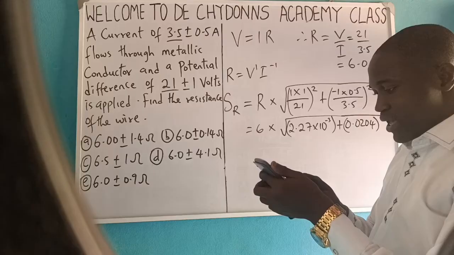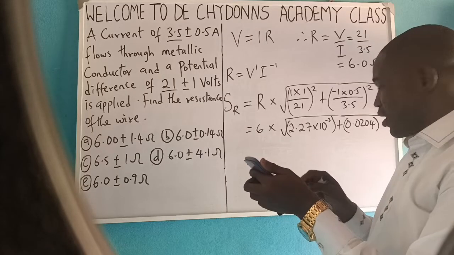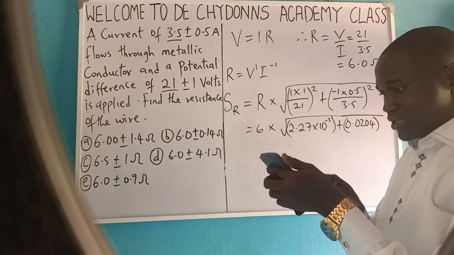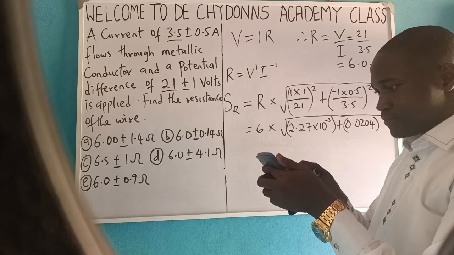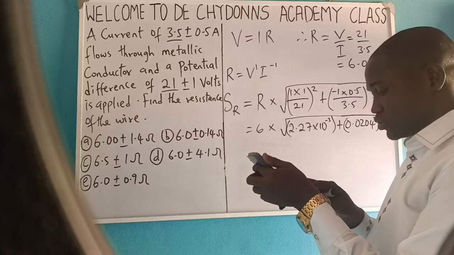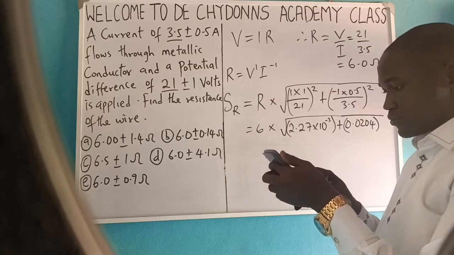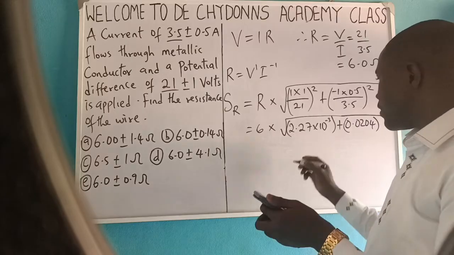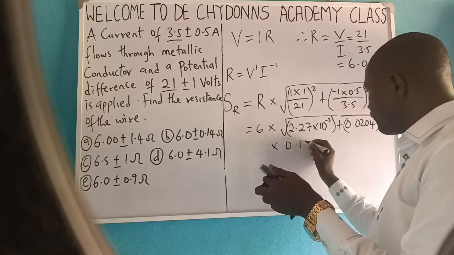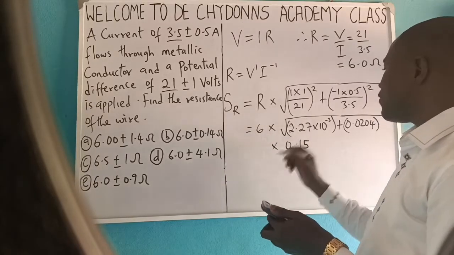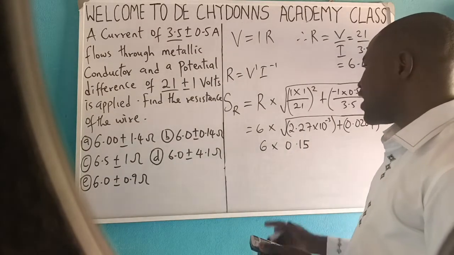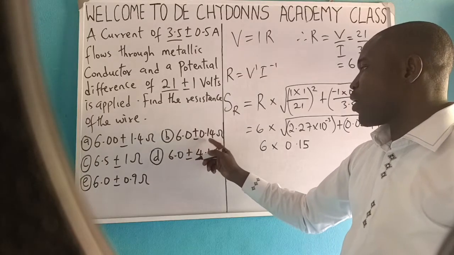So I'll be computing them all using calculator. I'll be saying 2.27, this is approximated answer, times 10 raised to the power of minus 3 plus bracket 0.0204. That will be giving me 0.15. Then times 6. You now see 0.15. You have 6.0 plus or minus 0.14.